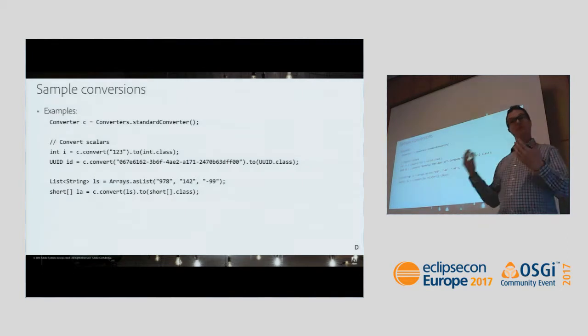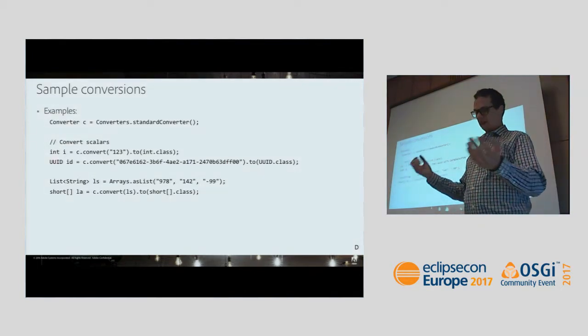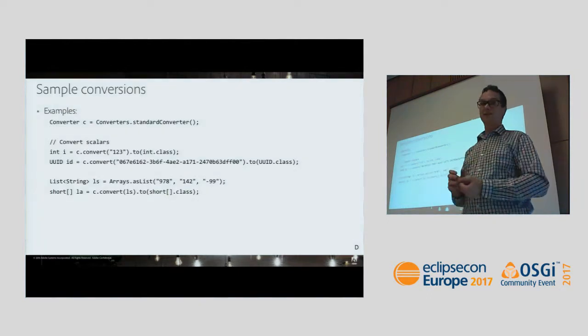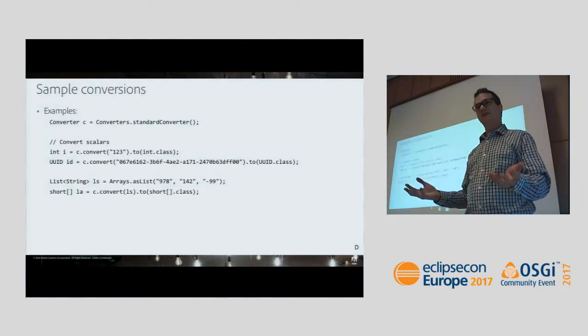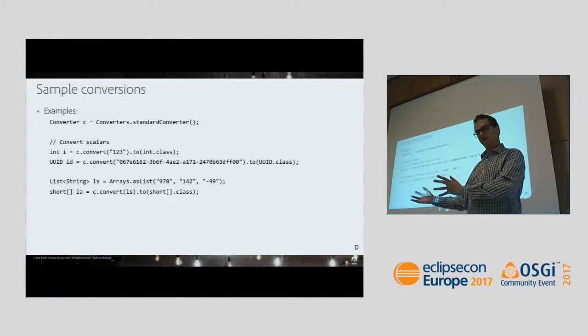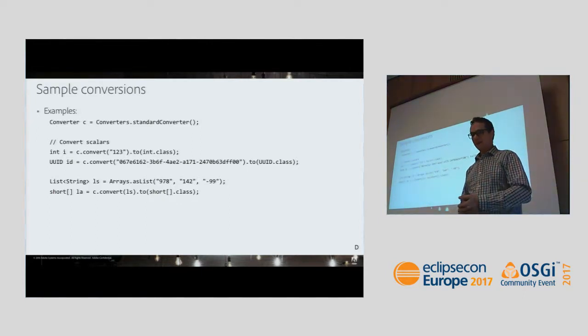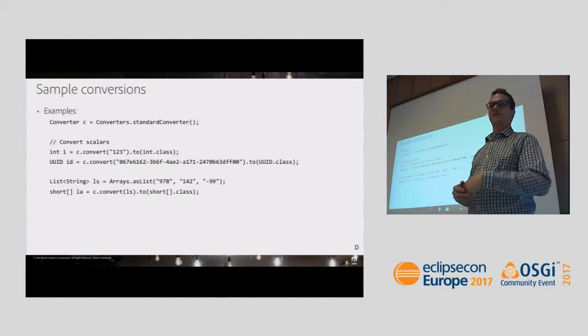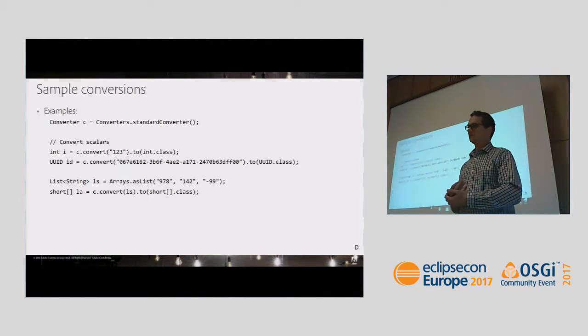For example, if you want to obtain the standard converter, you just call a static method on Converters. That also actually shows that it's not an OSGi service by itself. You can obtain it using a static API, which means you can also use it outside of an OSGi framework. But what you typically do is you obtain it like this, you tweak it, and then you register it in the service registry so that all of the components in your application use the same customized converter.